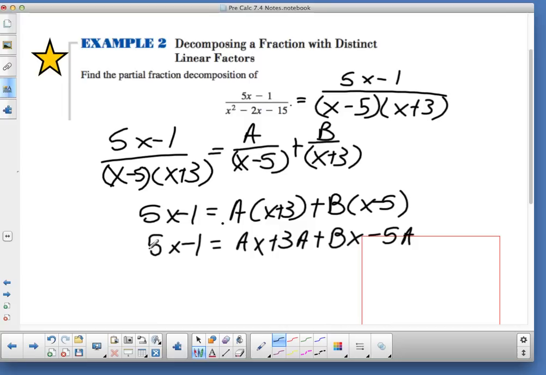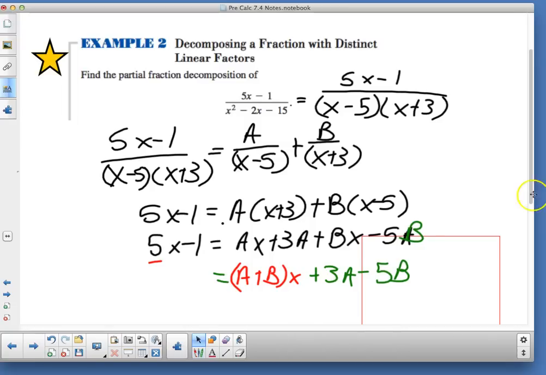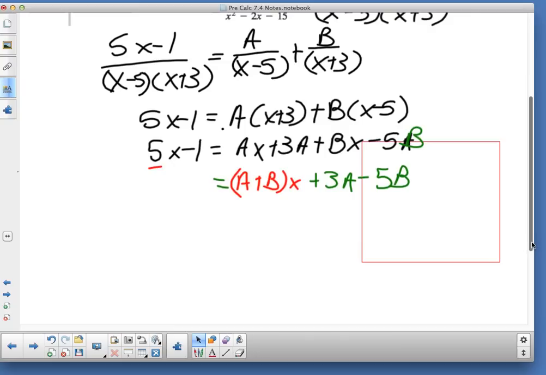Now I've got to combine like terms, and so I get my A's together. I'm going to do this color-coded, and I've got A plus B times x, and then I've got 3A minus 5B. Sorry about that, that should be a B. Let's make that change. And now, as I'm looking it over, I still have 5x minus 1.